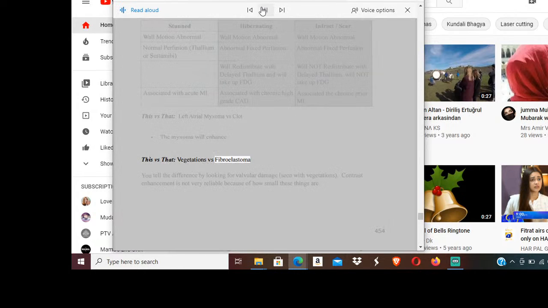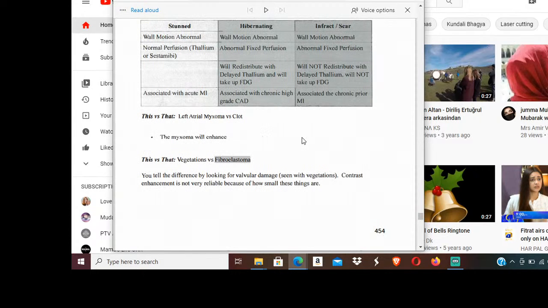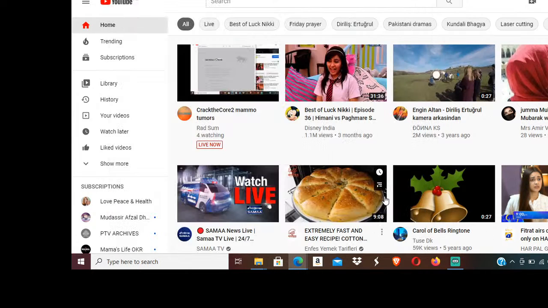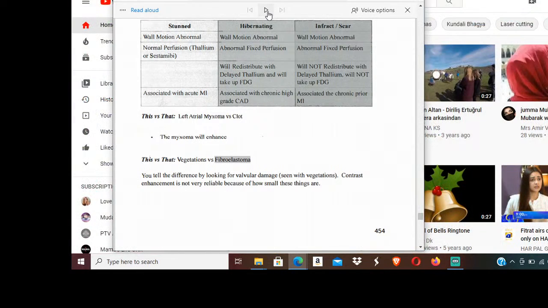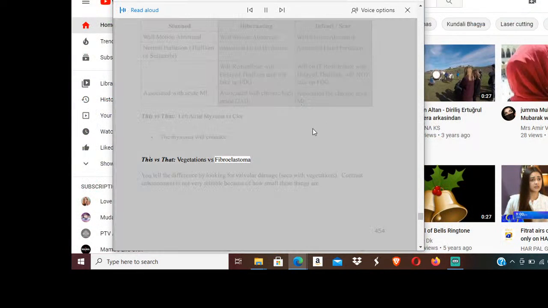This vs that: vegetations vs fibroelastoma. Fibroelastoma. Wall motion abnormal. Abnormal fixed perfusion. Will not redistribute with delayed thallium. Will not take up FDG. Associated with chronic prior MI.